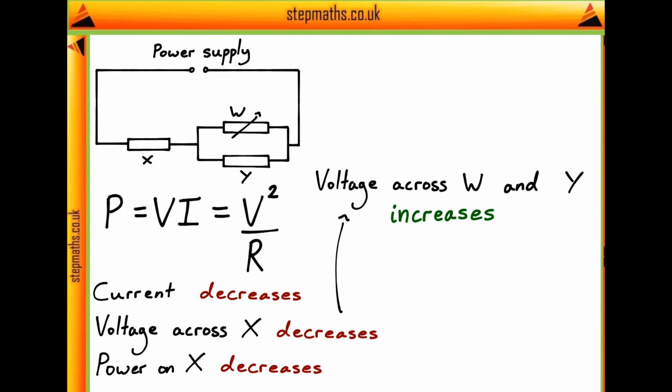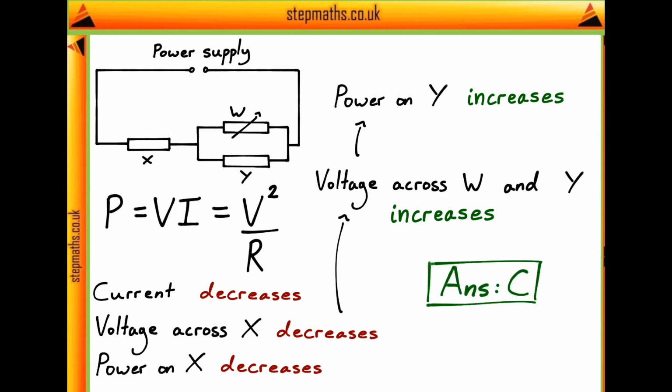Now, this is really handy because we can go ahead and use this information and compare it with the equation we wrote down for power earlier. The power through an element is equal to its voltage squared divided by the resistance of that element. So, if we consider Y, where we know the resistance is just going to be constant, what's going to happen to the power across that element? Well, we know it's going to increase. So, the fact that the power on Y increases and that the power on X decreases is going to correspond with answer C given in the question.